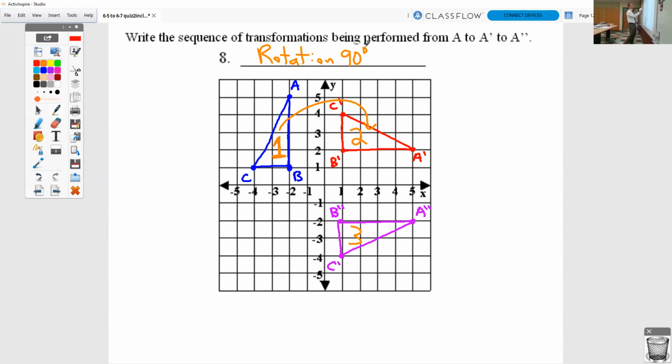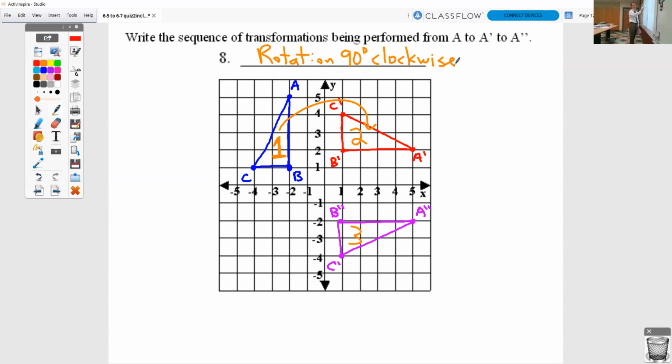And now what direction did we go? Well, we went from 10 o'clock to 11 o'clock to 12 to 1. So that is clockwise. You can't just say a rotation. You can't just say a rotation of 90. You have to be specific and say rotation 90 degrees clockwise.